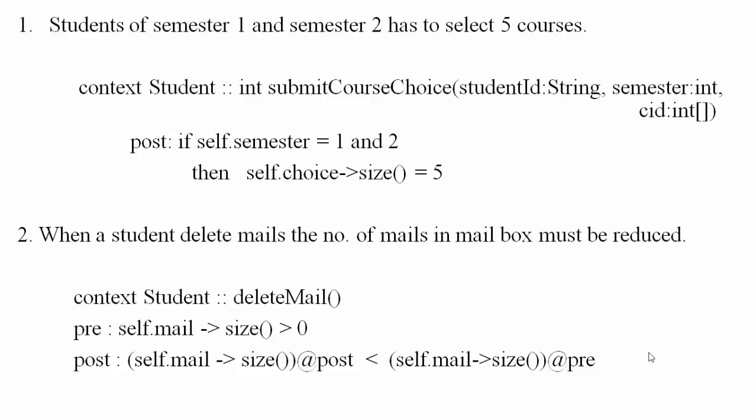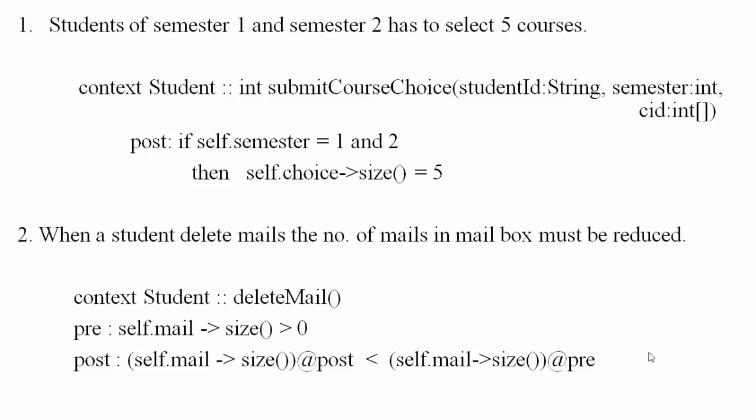First, students of semester 1 and 2 have to select 5 courses. So the context would be student and the submit course choice method will be chosen, and our post condition would be students of semester 1 and 2, then the choice of the courses should be equal to 5, so size will be equal to 5. Second, when a student deletes mails, the number of mails in the mailbox must be reduced.